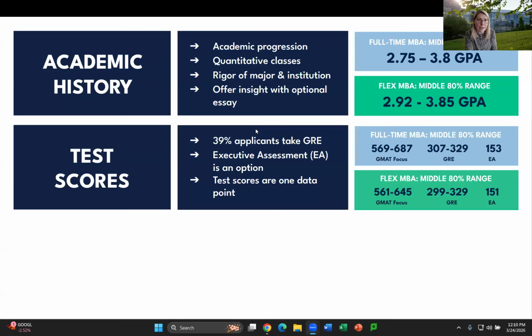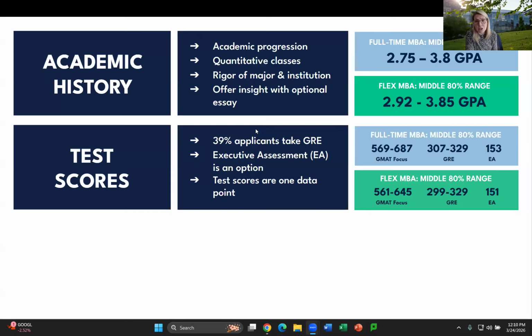It has to do with your academic history. If you studied a STEM major discipline and your performance. And if non-STEM, there's some secondary criteria that would be required to grant you a waiver. If you do take a test, it's a reference point to know that 39% of our applicants are taking the GRE.